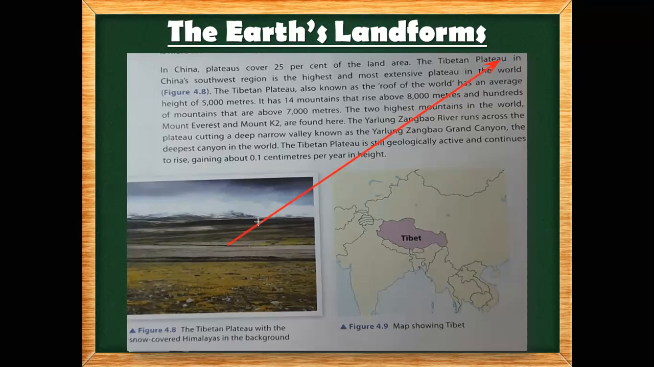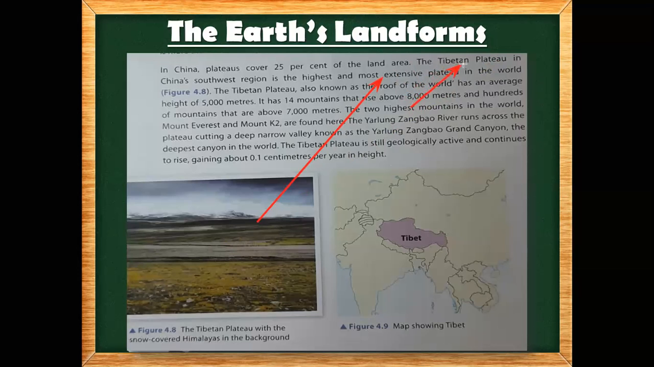Okay. In China, plateaus cover 25% of the land area. The Tibetan Plateau in China's southwest region is the highest and the most extensive. What is meant by the word extensive? The word extensive means large. Here, extensive plateau means a large plateau or a large area.